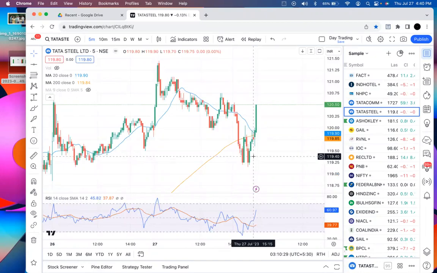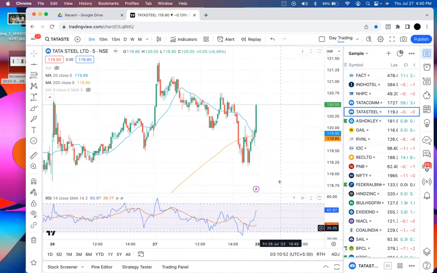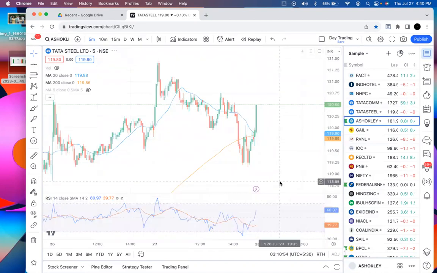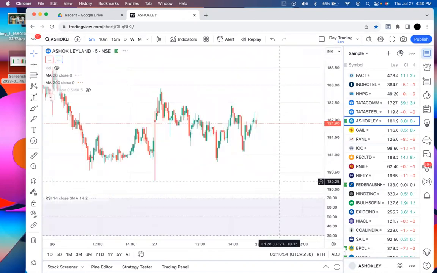Tata Steel, all right, now look at this. The 20 is above the 200, and you see that bullish big candle right there. This would be a place where I would enter right after this, okay? But what will happen the next day, we don't know, because the day ended with a big upward moving candle as well. Okay, that's Tata Steel.